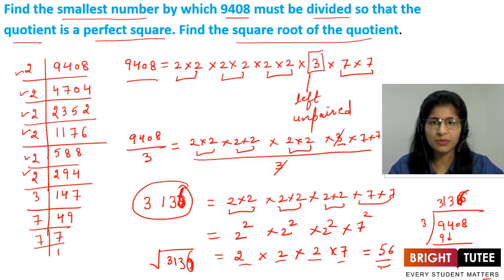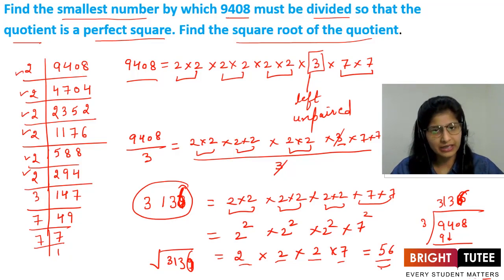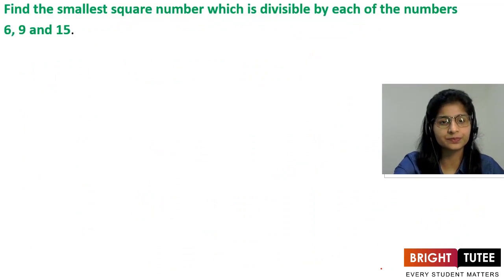I hope this gives you a more clear idea. In the last question we did, we had to multiply the number so that it becomes a perfect square. In this one, we have discussed another type where we have to divide the given number with the smallest number so that it becomes a perfect square. Clear? Let's move ahead now.